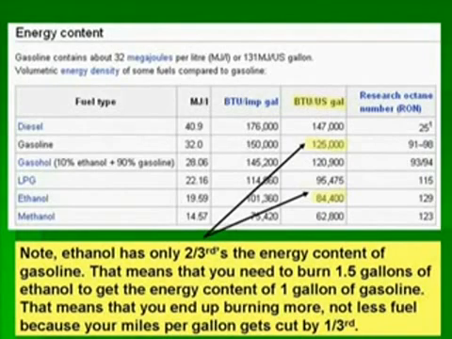And remember that when we were talking earlier about the CO2 release from the fermentation process, that doesn't include the CO2 that you're going to get from burning this 1.5 gallons of ethanol.